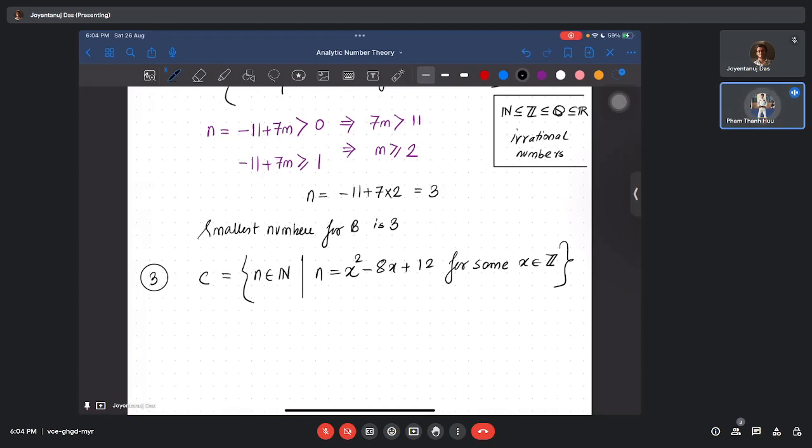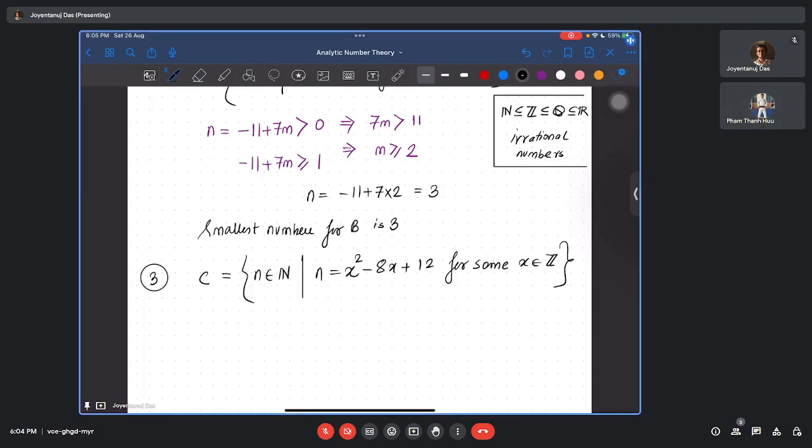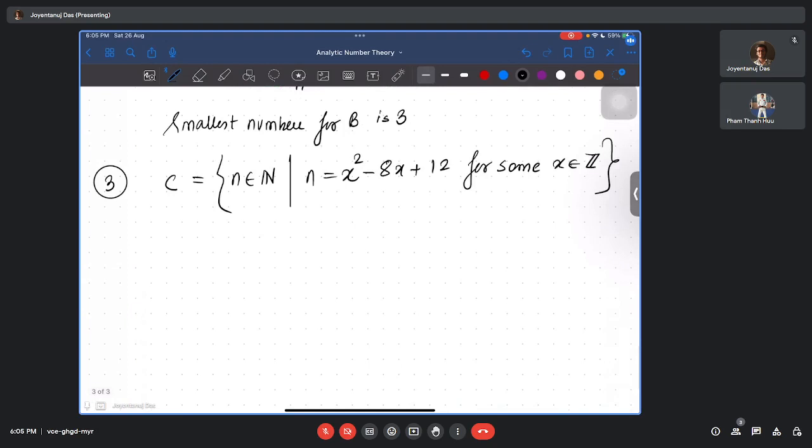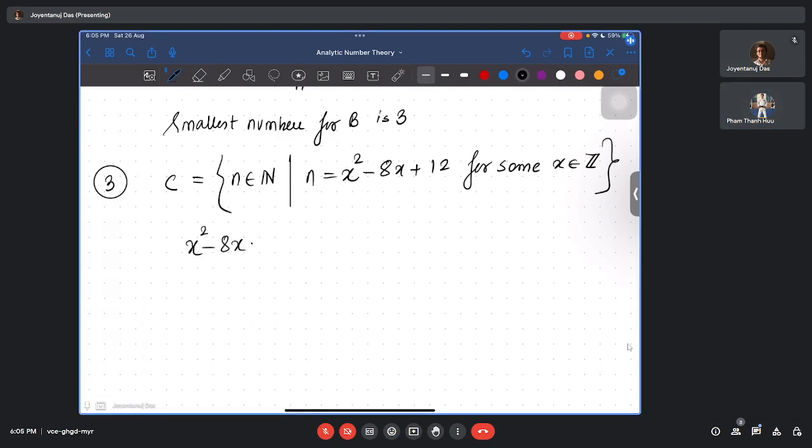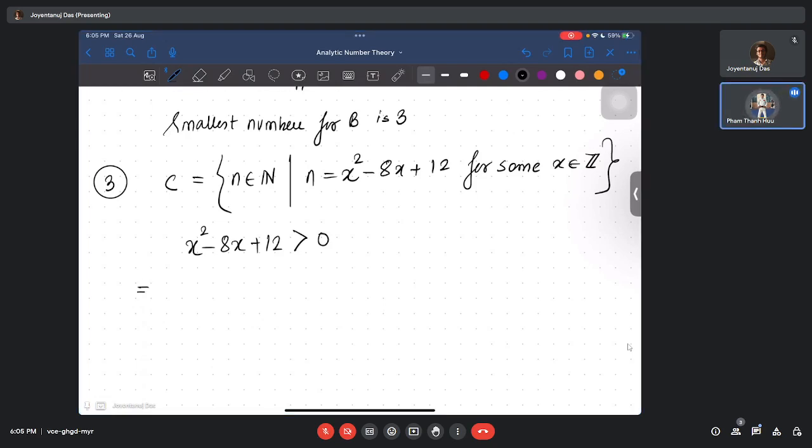How to deal with it? I open the whiteboard. So the thing is, we have to factorize it. This is a quadratic equation. So x squared minus 8x plus 12 has to be strictly greater than 0, right? So you just factorize and tell me. It can be factorized, right? Tell me what is the factorization.